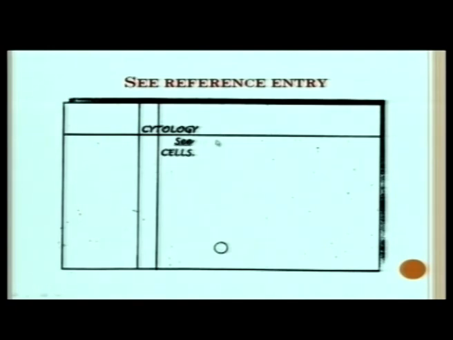A person who comes to the library with the term cytology will see the card here, but when he looks at cells, he may not find it. So, when he looks at cytology, that particular cross reference entry will lead the user who is approaching the card under cytology to cells. Accordingly, we go to the area cells, where we find the card in the dictionary catalog. So, this is called a see reference entry.